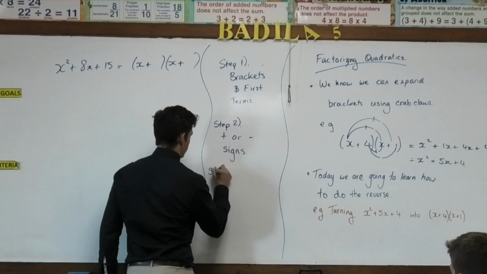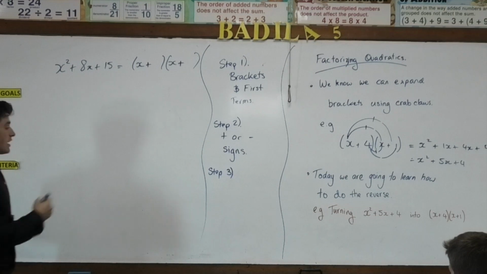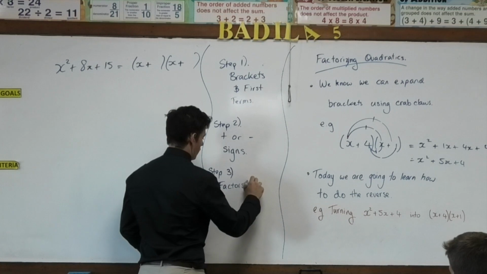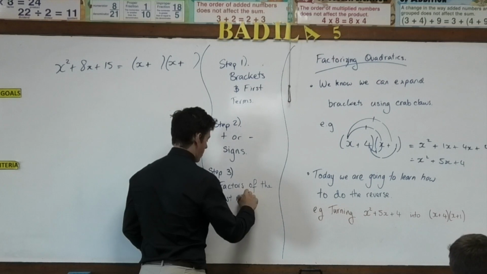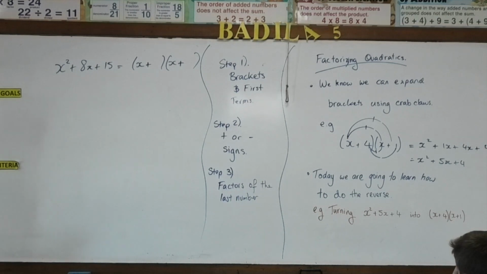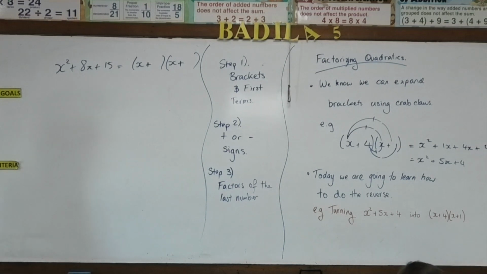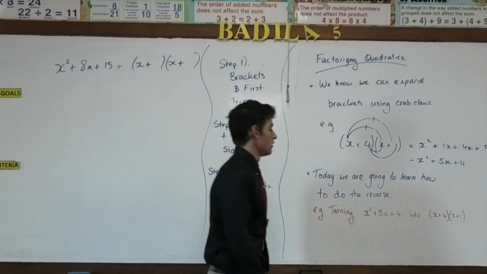Step 3. What I want you to do is write down the factors of the last number, or the constant. So what's the number at the back that I want us to find the factors of? In this example, what are the numbers? 8. No, just the number. 15. I want you to find the factors of 15. So write down the factors of 15. There's heaps, there's a few.